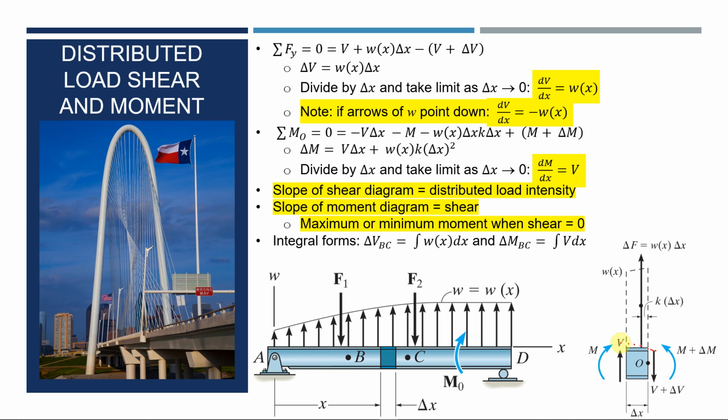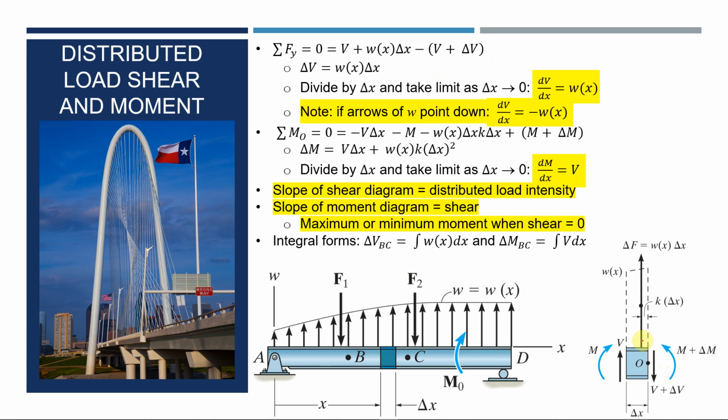And we're going to consider a little section out of the middle. What's going on? We can find the summation in the y direction. Well, that's positive V minus V plus delta V right here. Positive V, take away V plus delta V.